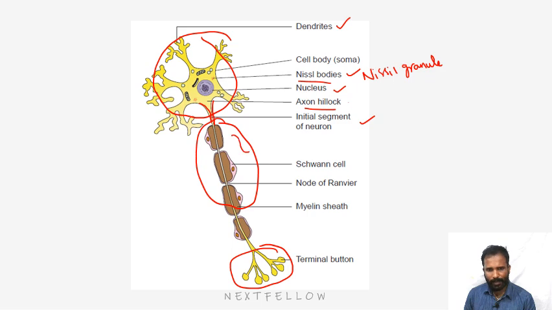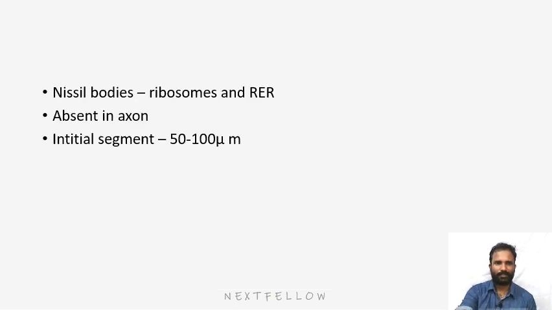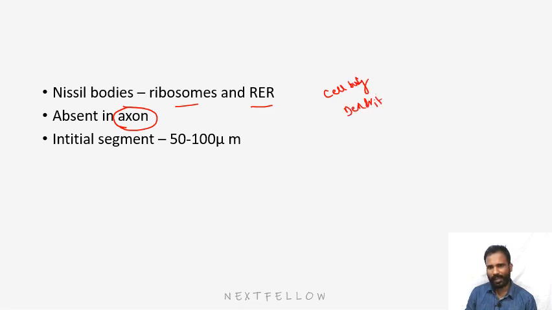If it is a myelinated neuron, the axon is covered by myelin sheath, which is given by Schwann cells, and the unmyelinated region in between the myelin sheaths we call the node of Ranvier, and we have a terminal which has neurotransmitter stored in it. We already said that Nissl bodies or Nissl granules are ribosomes and modified rough endoplasmic reticulum, and they are not present in the axon. They are present in the cell body and dendrites. They are absent in the axon.